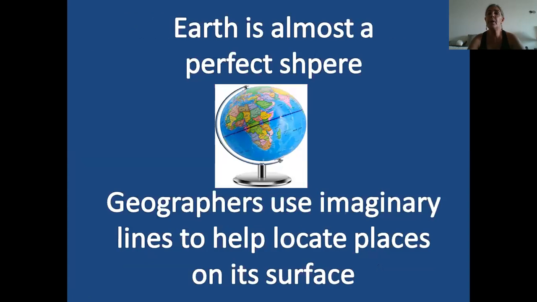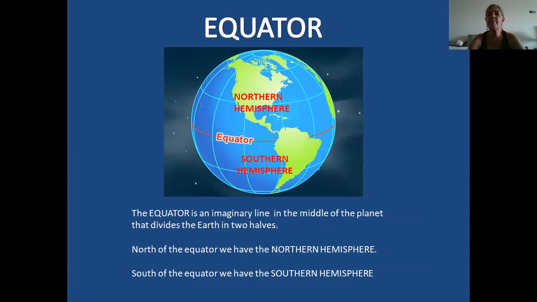So Earth is almost a perfect sphere, and geographers use imaginary lines to locate places on its surface. We're going to see what this is about, these imaginary lines, okay? The most important imaginary line is the equator. The equator is an imaginary line in the middle of the planet that divides the Earth into different halves. Here we have the equator, and it divides the Earth into the northern hemisphere, which would be north of the equator, and the southern hemisphere, which is south of the equator, okay?